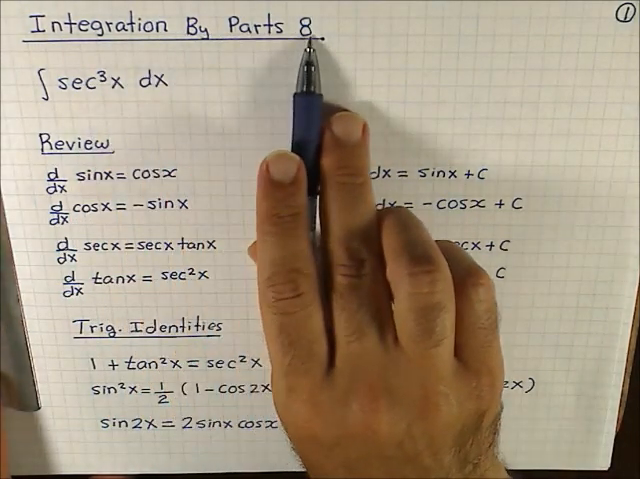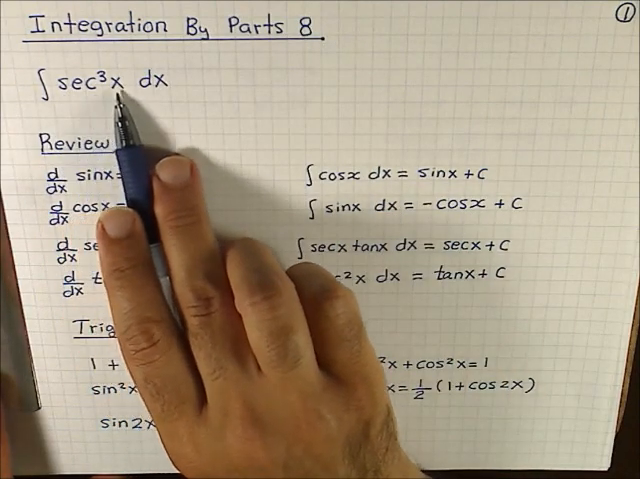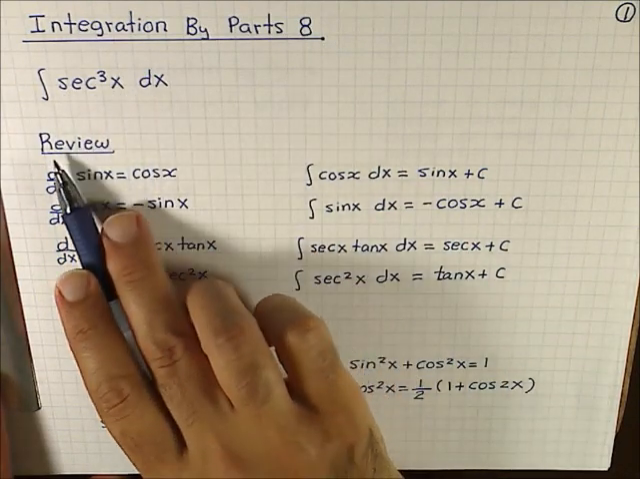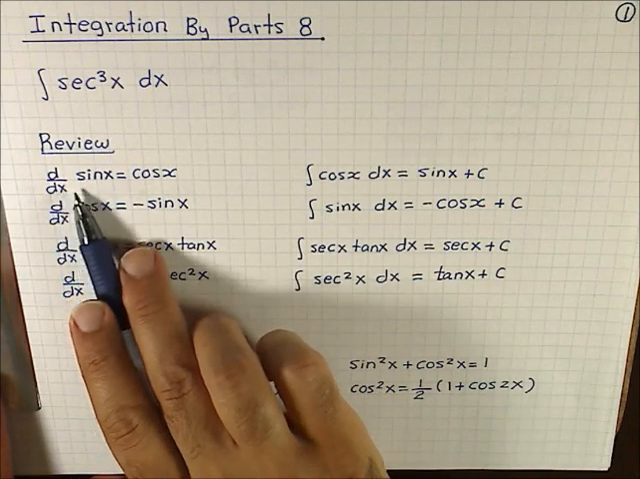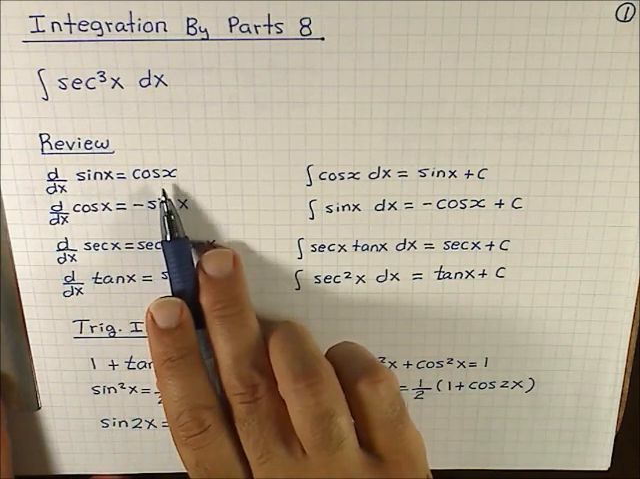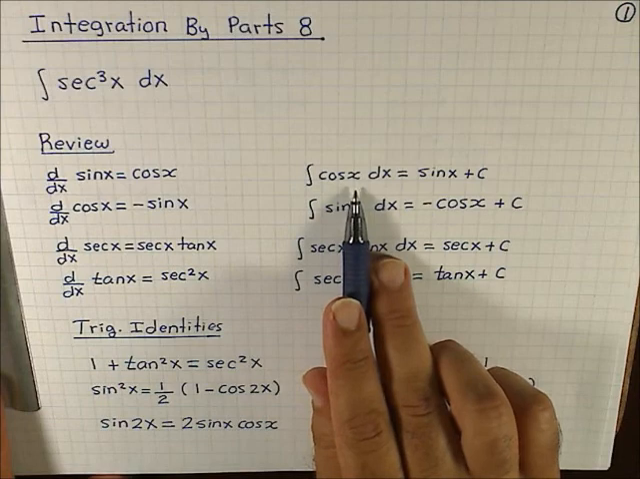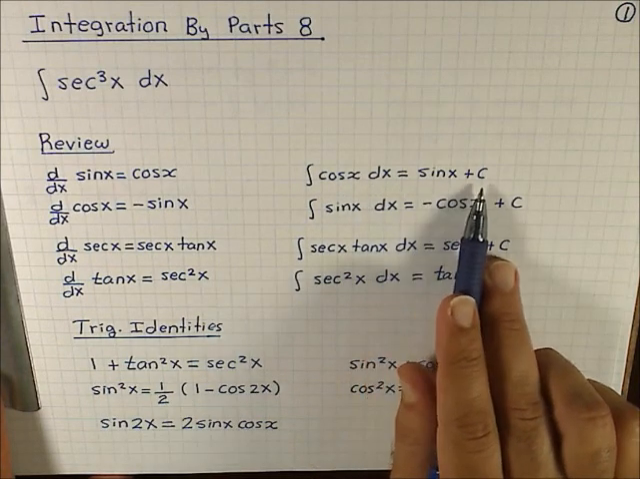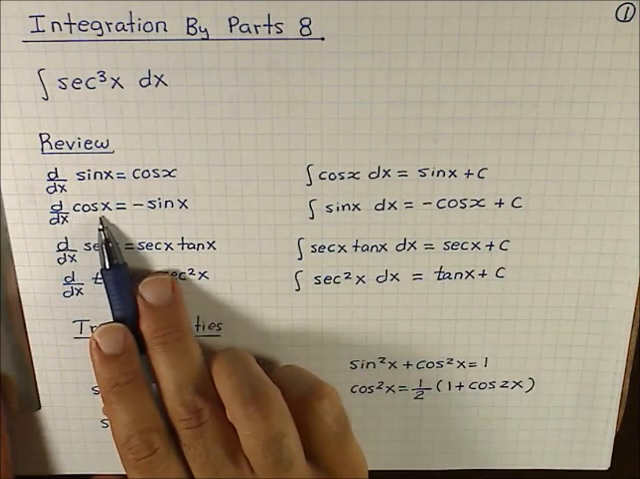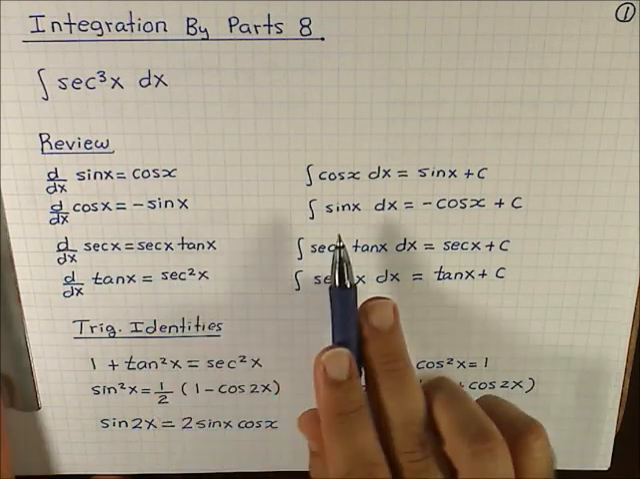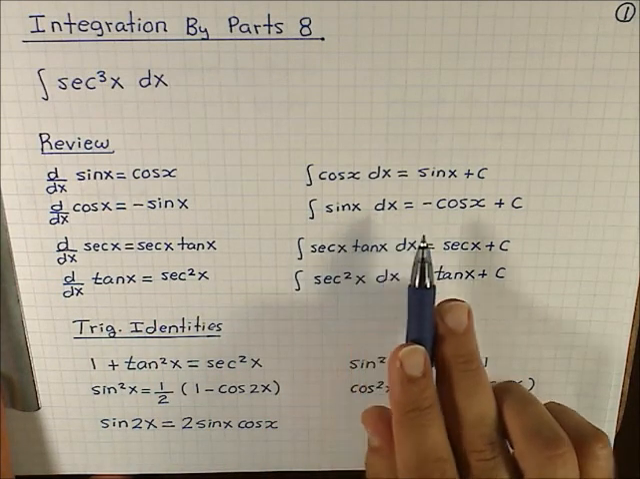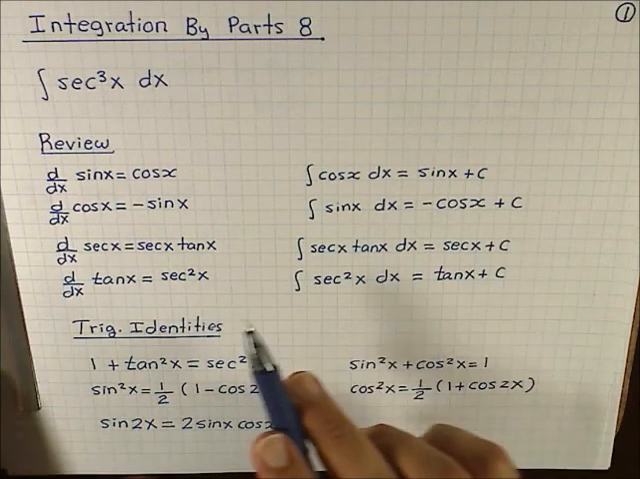Integration by parts 8. Integral secant cubed x dx. Let's do some review. Derivative of sin x is cos x. Antiderivative of cos x dx is sin x plus c. Derivative of cos x is minus sin x. Antiderivative of sin x dx is minus cos x plus c.